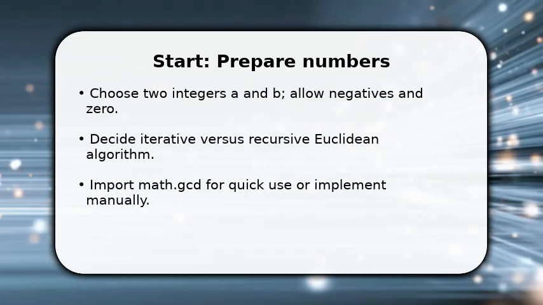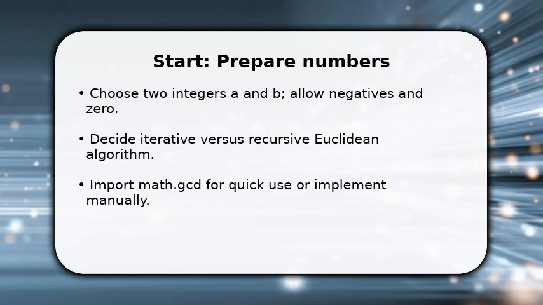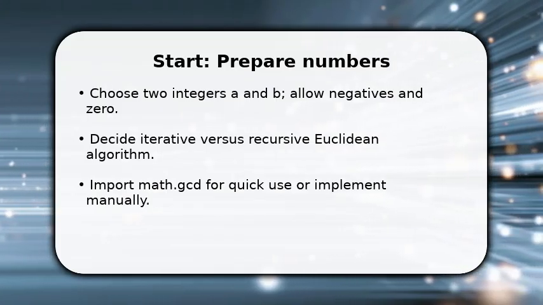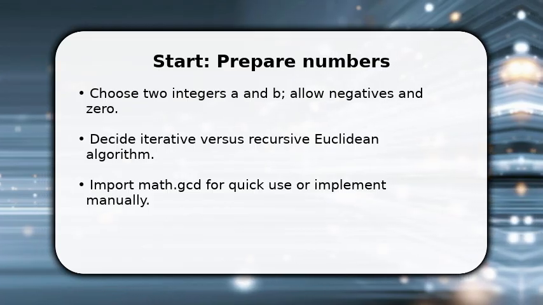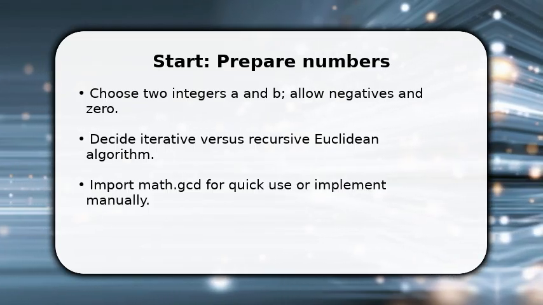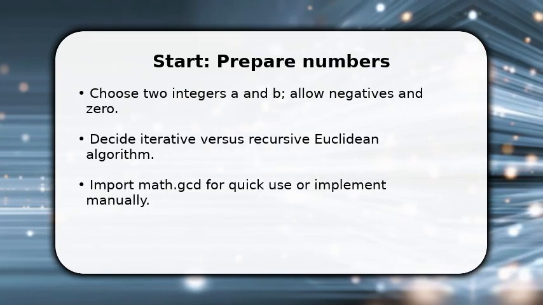You begin by picking two integers, a and b, and normalizing signs so the algorithm deals with non-negative values. First actionable step: if either is 0, return the absolute value of the other immediately.